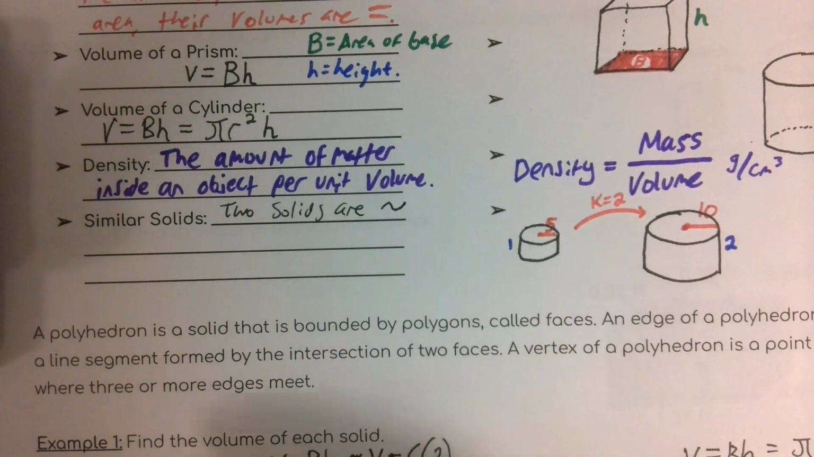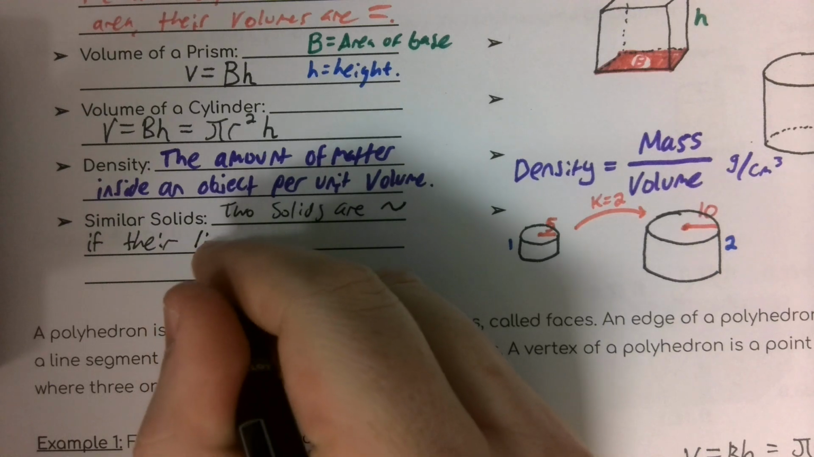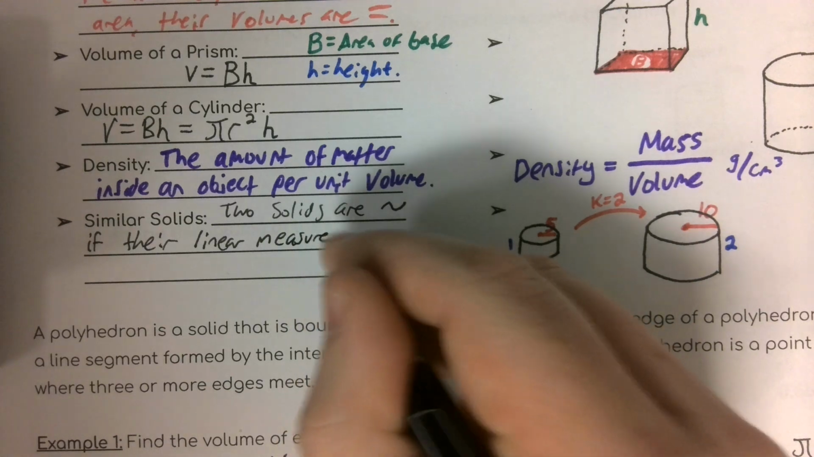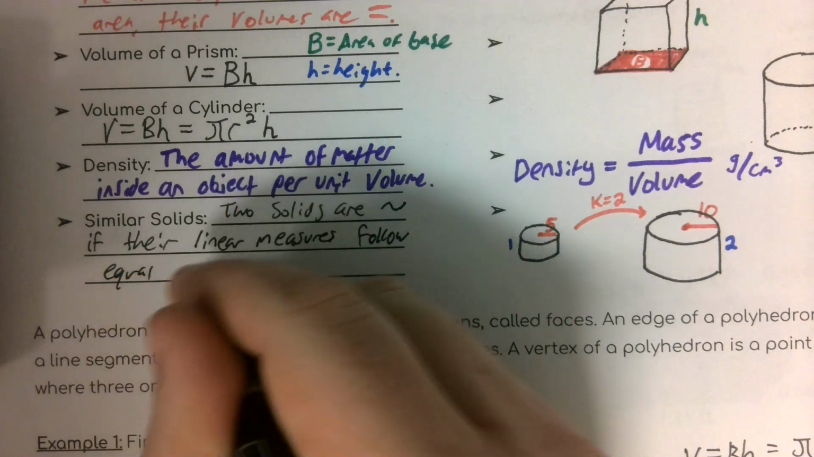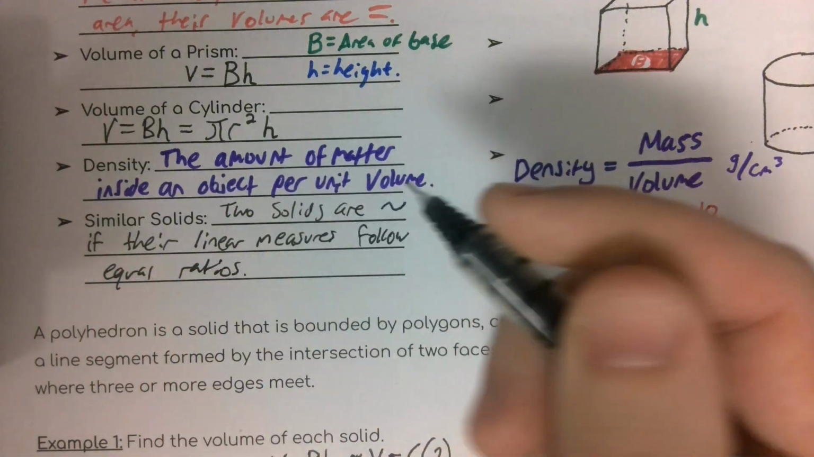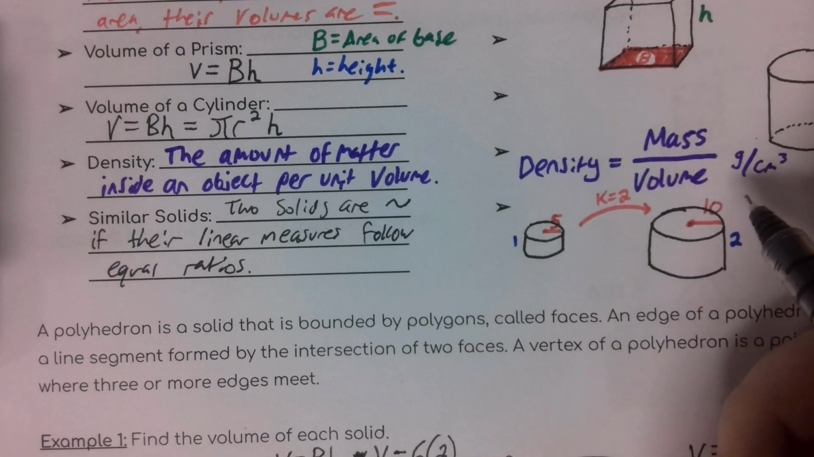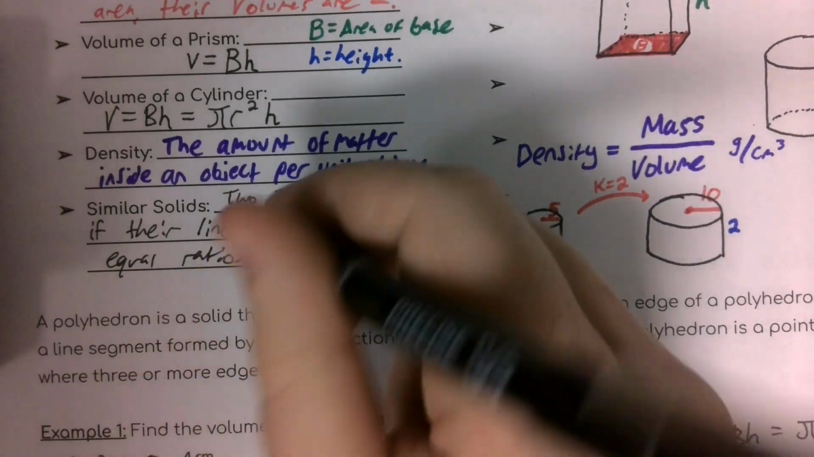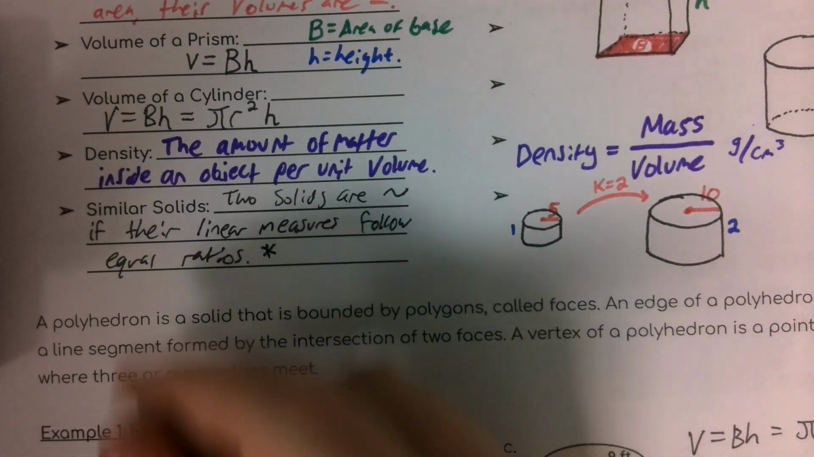And again, this is the symbol for similar. If their linear measures follow equal ratios, if their scale factors are the same. The K for 5 to 10 is 2, the K for 1 to 2 is 2. But there is an asterisk here at the very end that I need us to focus on.